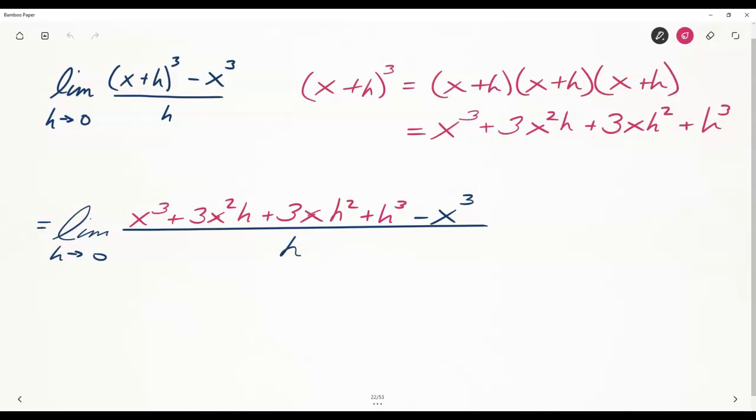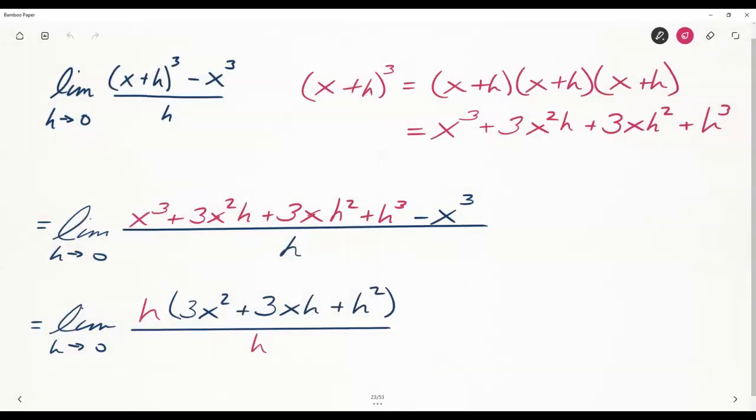Now look at the numerator. Is there anything that simplifies? Yeah. We have a positive x cubed on the left and a negative x cubed on the right. So those subtract out. And if I look at every other term in the numerator, every other term has a factor of h, which I can then factor out of the numerator. As soon as that occurs, I have that common factor with the denominator.